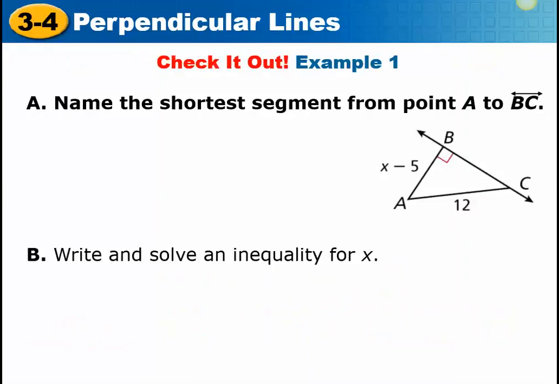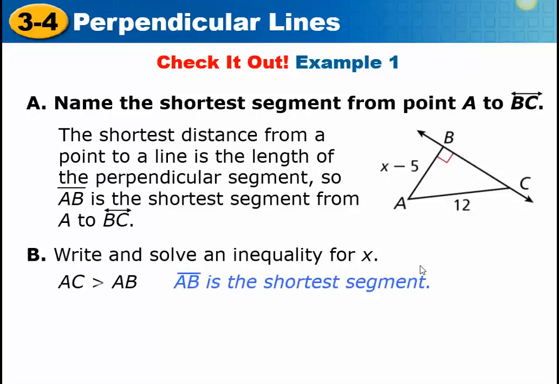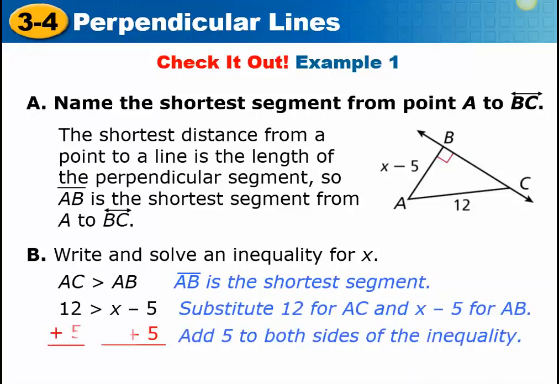Okay, here's another example. This time we are asked to find the shortest segment between point A right here and segment B, or line BC. So is it x minus 5 or is it 12? Well, you pick the segment that is perpendicular to the line, and the segment that's perpendicular is the x minus 5. So then we will write that AC is greater than AB. And then you substitute, and 12 is greater than x minus 5. Add 5 to both sides, and our inequality would be that 17 is greater than x, which is the same as x is less than 17, so you would have to pick a value less than 17 in order to make this be a true statement.